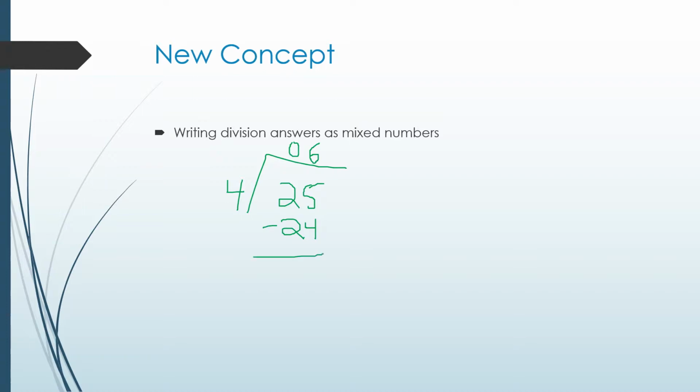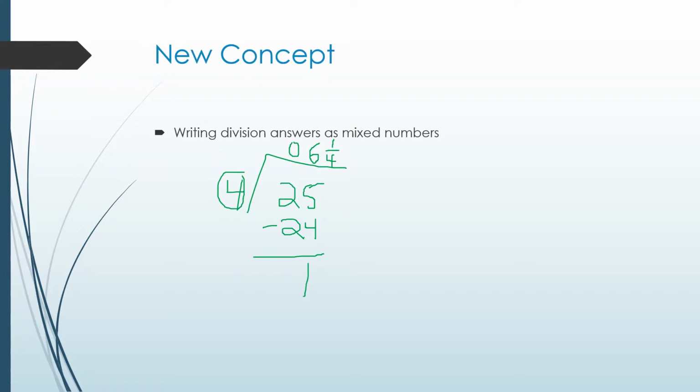We subtract. Notice everything's the same as when we were doing long division before, but now that we've gotten to the point where I would write remainder 1, instead of writing remainder 1, my remainder is going to be the numerator of my fraction, and my divisor, the number in front, is going to be the denominator. So the answer to this would be 6 and 1/4 instead of 6 remainder 1.